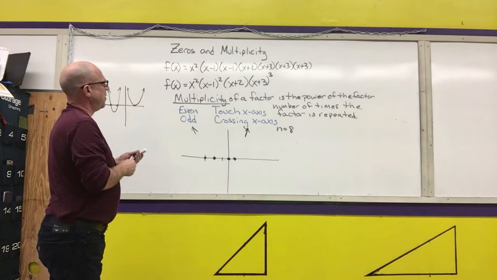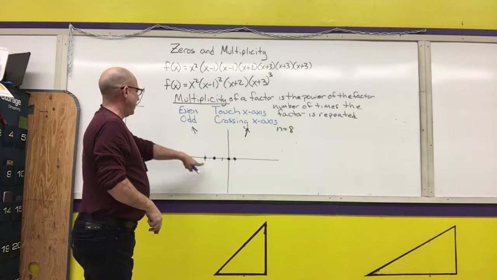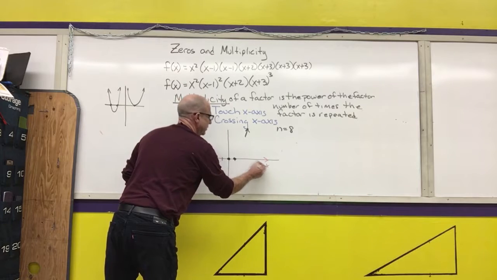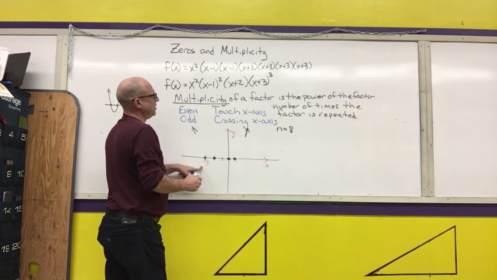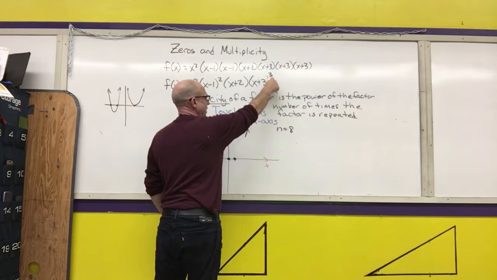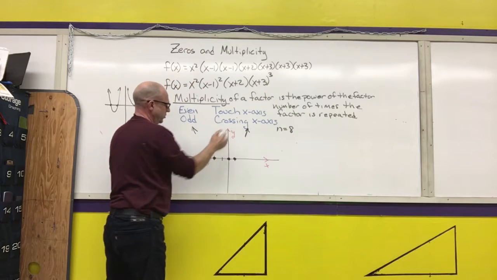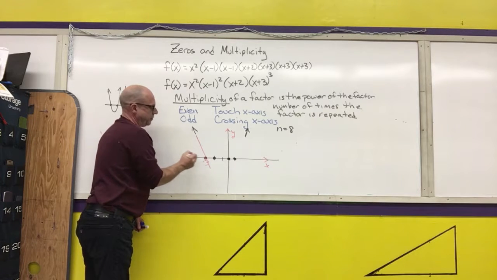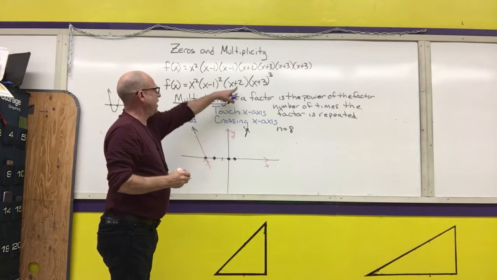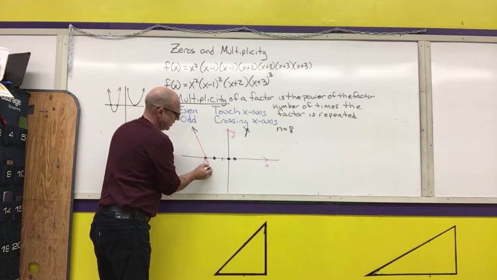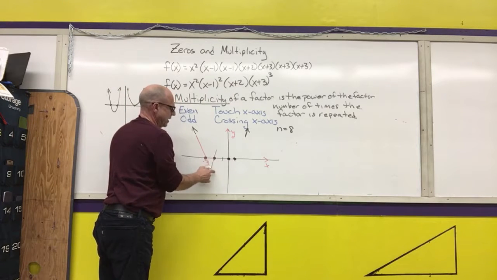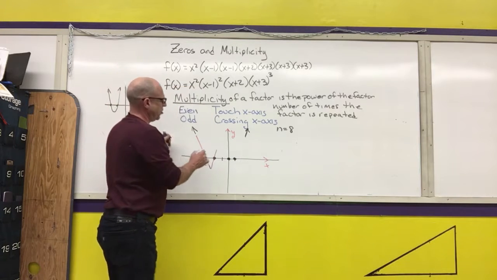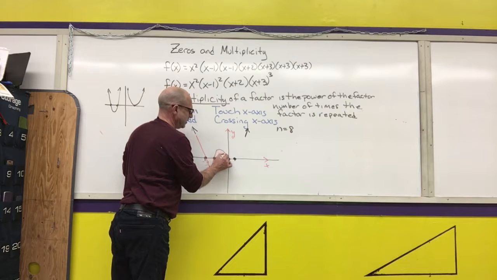And now I'm just going to come up with a rough sketch. Here's my x, here's my y. When x equals negative 3, it's odd multiplicity. If it's an odd multiplicity, it's going to cross the x-axis at negative 3. When x equals negative 2, it's an odd multiplicity, so I know it's going to cross the x-axis. When x equals 0, it's an even multiplicity, so it's going to touch the x-axis.